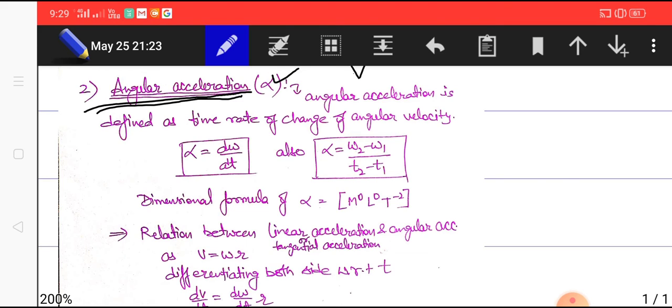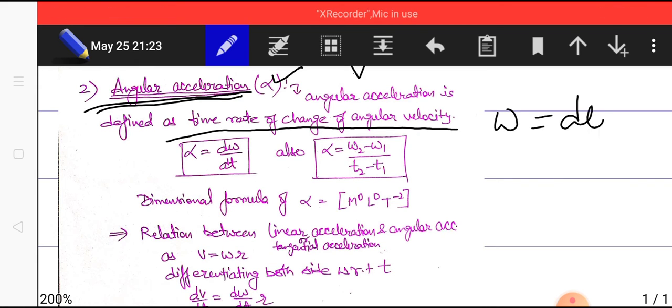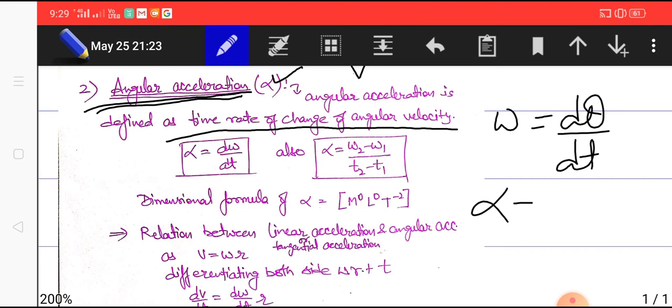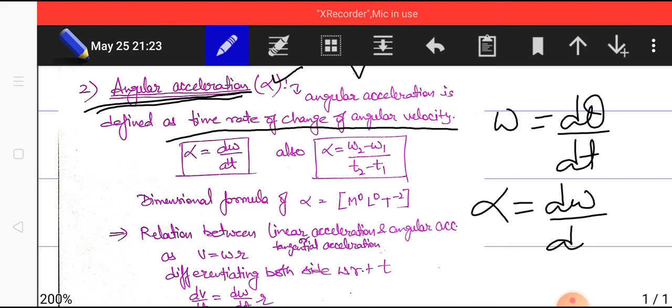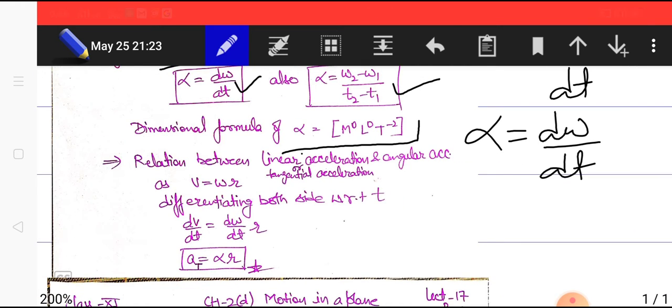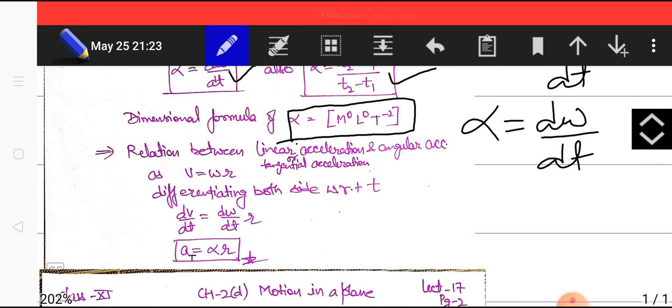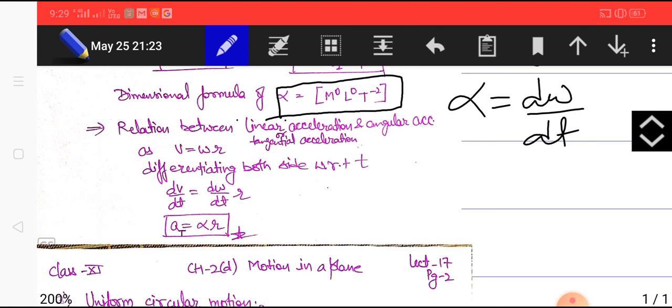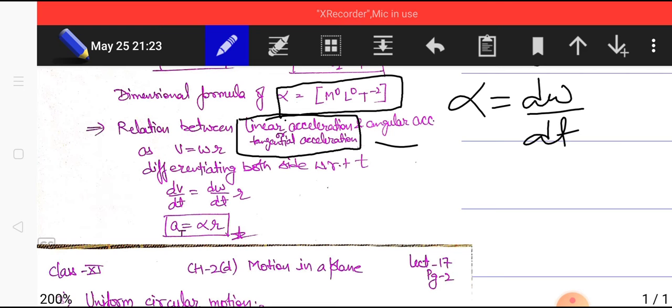Angular acceleration is represented by alpha. Angular acceleration is defined as the rate of change of angular velocity. So the way omega is equal to d theta by dt, alpha is equal to d omega by dt, or alpha is equal to omega 2 minus omega 1 divided by t2 minus t1. It is exactly the same as acceleration a is equal to v2 minus v1 divided by time, or dv by dt. The dimensional formula of alpha is M0 L0 T raised to power minus 2.